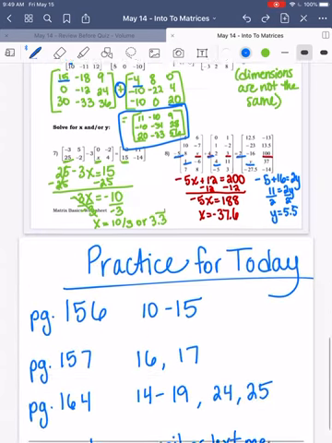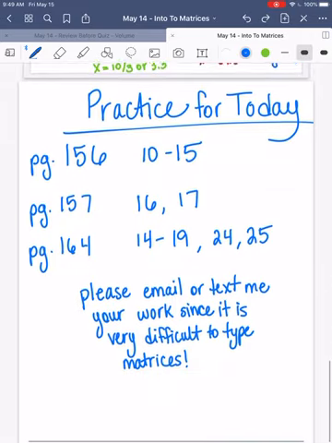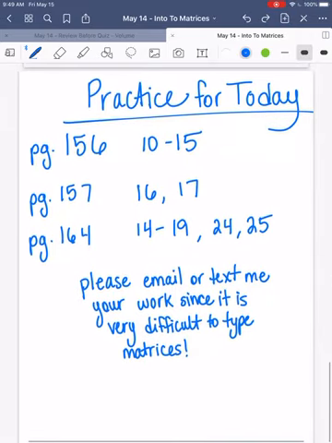And then here are the problems I want you to do for today. Instead of trying to do a form, I would just like for you to email me your response, or you can text it through Remind. Either way, I just want to see a picture of your work because it's really just way too difficult to type in the matrices into the Google form.